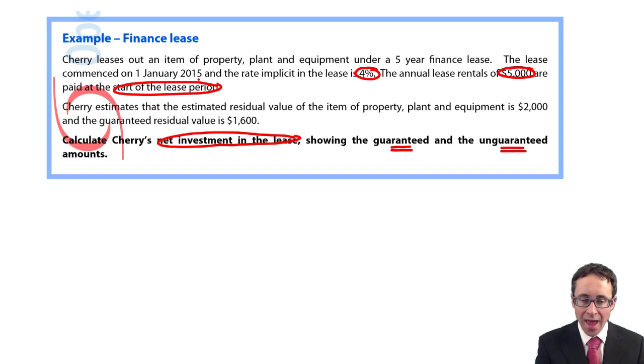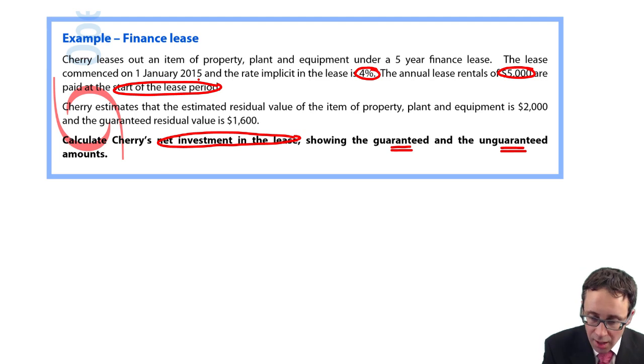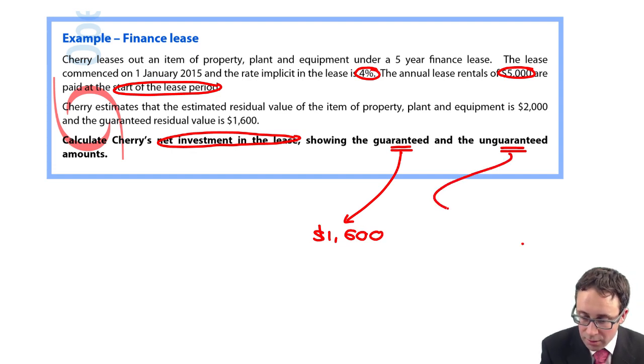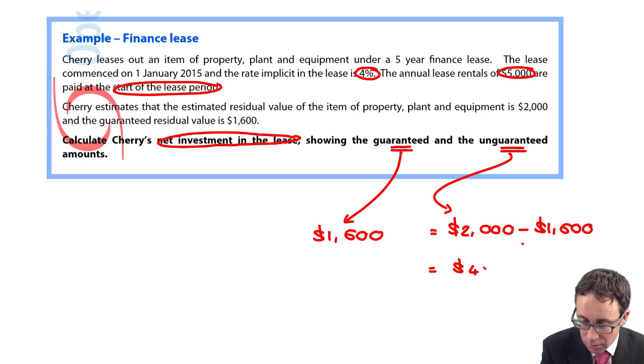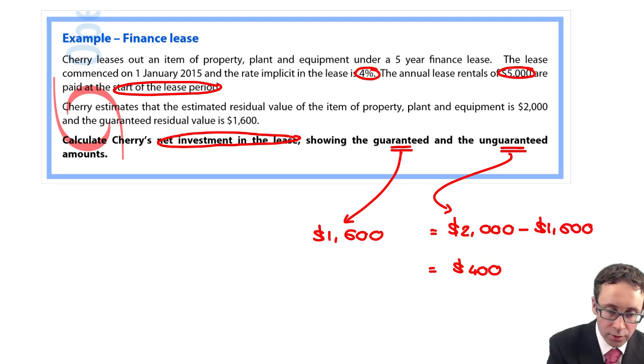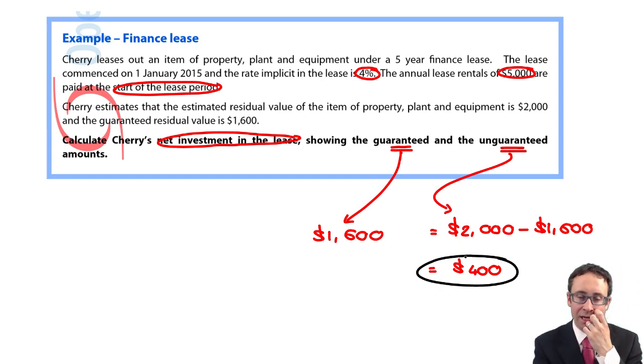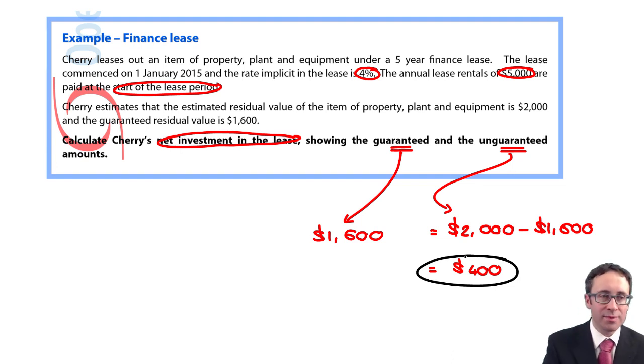It then says Cherry estimates that the estimated residual value of the equipment is $2,000. The guaranteed amount is $1,600. So therefore the unguaranteed amount is the $2,000 less the $1,600, which is the $400. That is the unguaranteed residual value, which will form part of the net investment in the lease. The guaranteed residual amount will be factored in to the fact that we are paying the $5,000 lease rental payments every single year. So how do we work out the net investment in the lease?